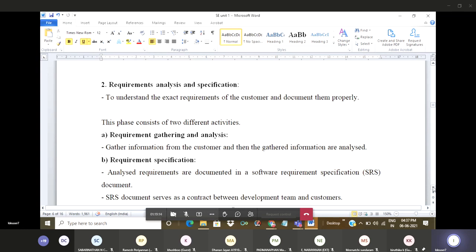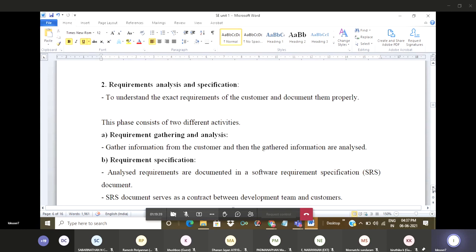How do we analyze? We have to sit together and go through once again whether we have taken exact information from the customer or not. Okay, if there is any problem, we have to contact the client again to clarify our doubts. So the second is requirement specification.